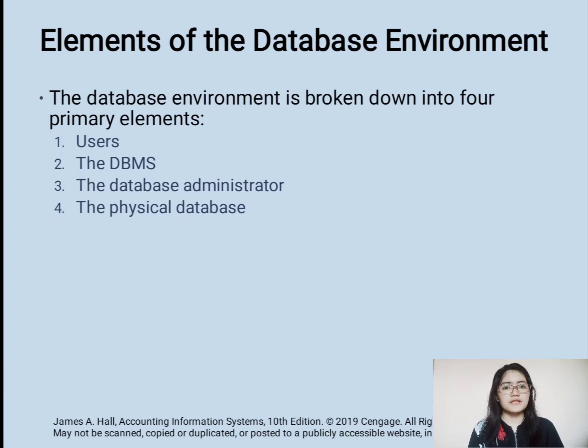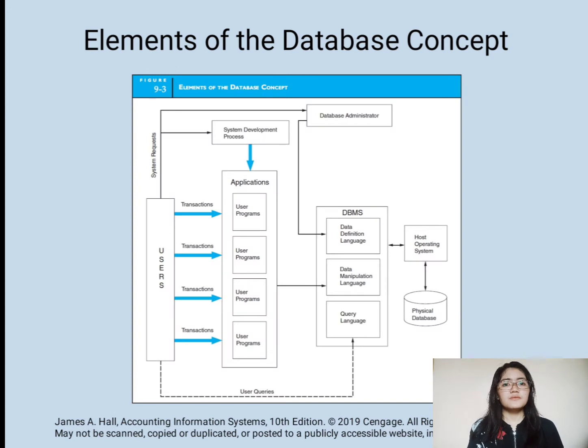Elements of the database environment. The database environment is broken down into 4 primary elements. First is the users, second is the DBMS or the database management system, third is the database administrator, and the fourth is the physical database. This illustration shows the elements of the database concept, although in the next slide, some of it will be discussed.